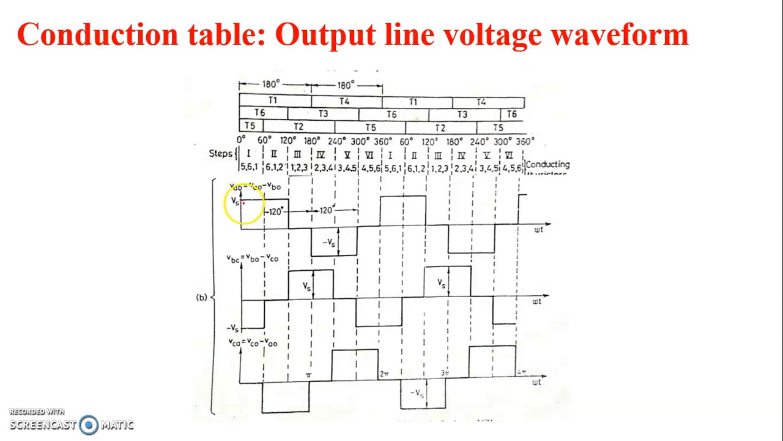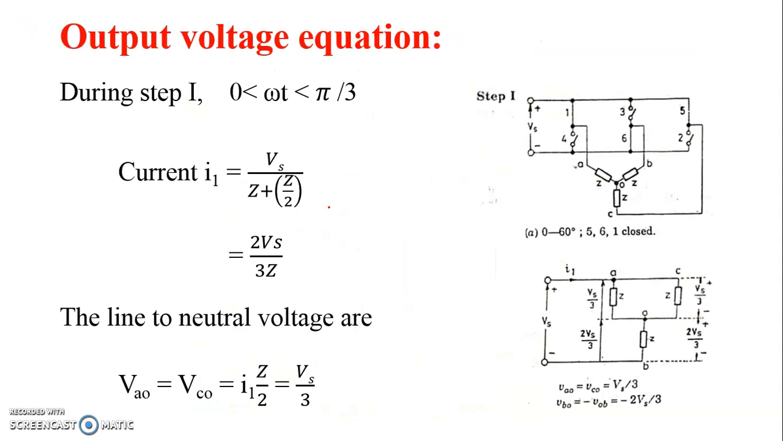For the 120 degree period, the output voltage VAB is equal to VA naught minus VB naught. For this, the value is minus Vs. For this 60 degree, the value is minus Vs. So likewise, over the whole 360 degree, it has the values Vs and minus Vs according to the conduction. So next we are going to see the output voltage equation.